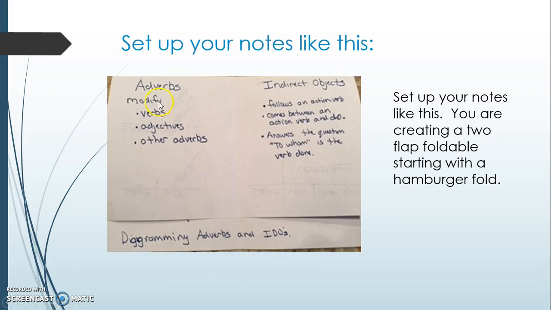On the adverb side, we need to write down that they modify verbs, adjectives, and other adverbs. On the indirect object side, you need to remember that and write this down, they follow an action verb. They come between an action verb and a direct object. That's what that DO is. Sorry, it's so sloppy. And they answer the question, to whom is the verb done? So take a minute, pause the video, and get your foldable set up.